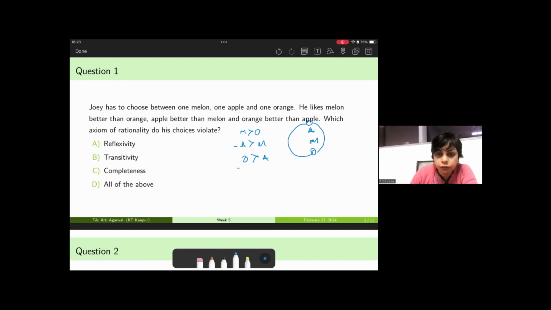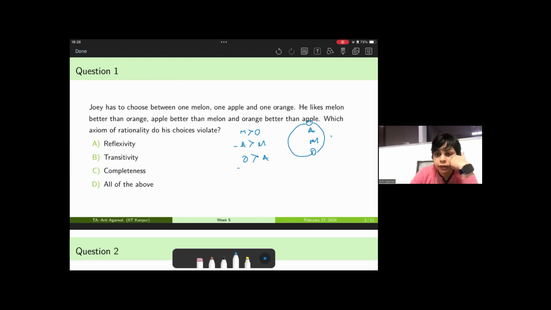Is this making sense? What is happening here? What is happening is that orange is less than M also and more than A also, which cannot be possible if we are following all the axioms. So which axiom is this which is getting violated over here?